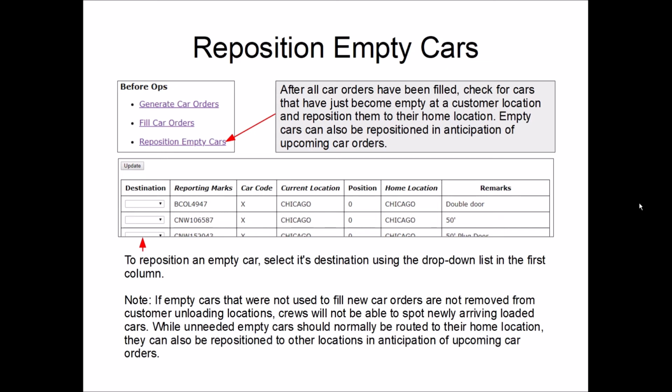You can also use this reposition empty car function to stockpile cars in a certain location in anticipation of needing them in the future. So, for example, in our system here, we have the cement plant in Emerald receiving cement from a cement distributor in St. Paul. So we could pre-position a bunch of empty covered hoppers, cement hoppers, in St. Paul. That way we wouldn't have to track them down on different locations of the system and send them to St. Paul for loading. We'd already have some there getting ready to be loaded.